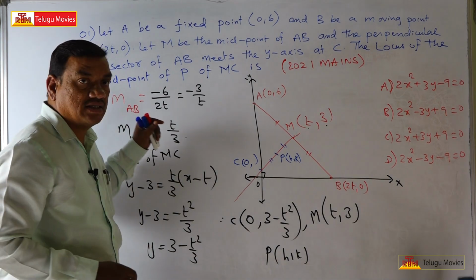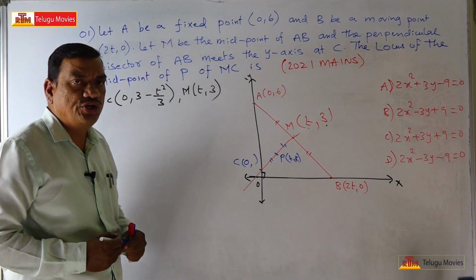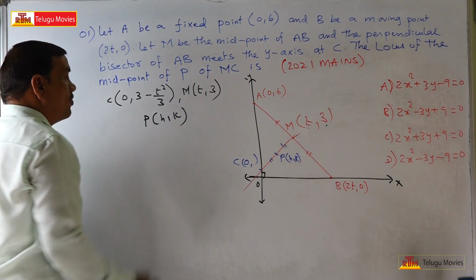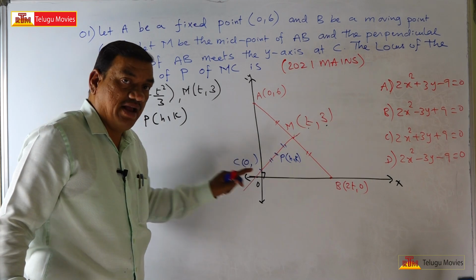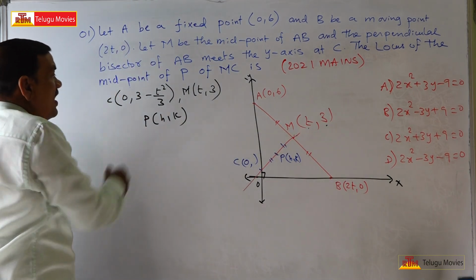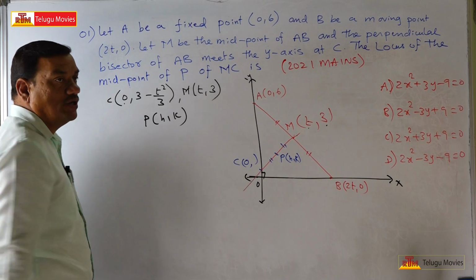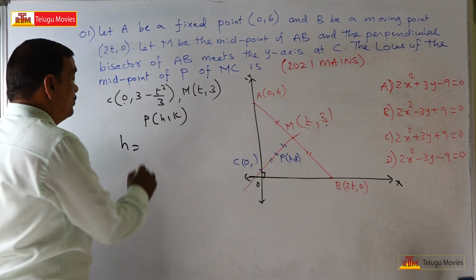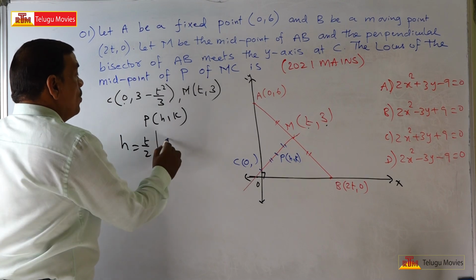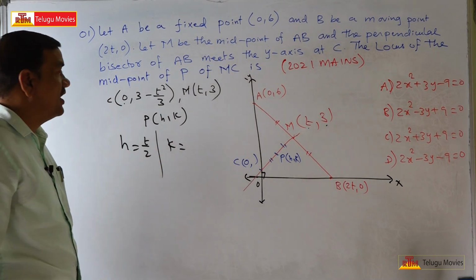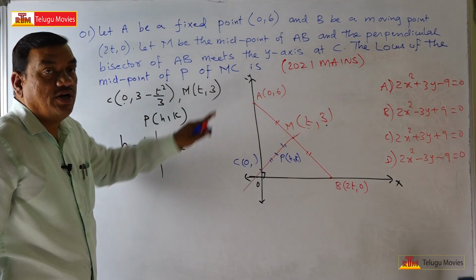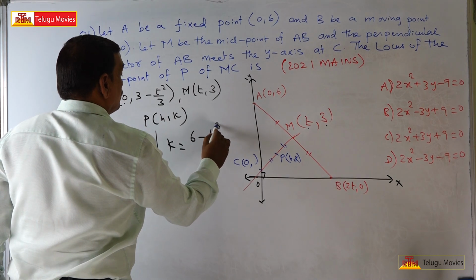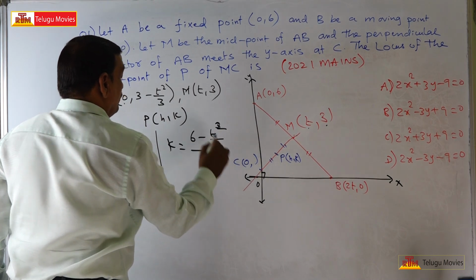So, let us continue the solution. Let P h comma k be the midpoint of the line segment MC. The h value is nothing but x1 plus x2 by 2. That means h is equal to 0 plus t by 2, that is equal to t by 2. What is your k value? y1 plus y2 by 2, that means 3 plus 3, 6 minus t square by 3, by 2.